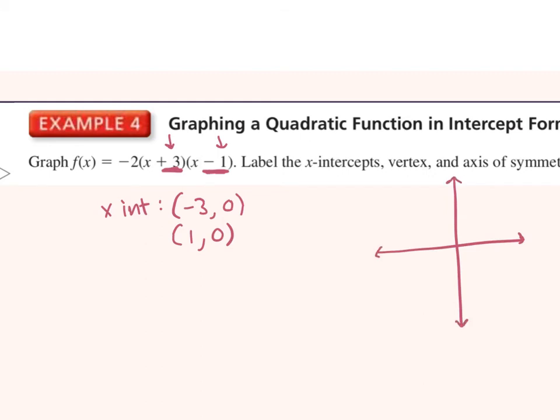How'd you get the 1 and 0? I got the 1 from here. Since it gave us a -1, we had to change it to a +1. And then the 0, for our x-intercepts, the y is always 0. So I'm going to go to the left 3, stay on 0, and then the right 1, and stay on 0. The x-intercepts is where our graph crosses the x-axis. So our graph crosses the x-axis at these 2 points.